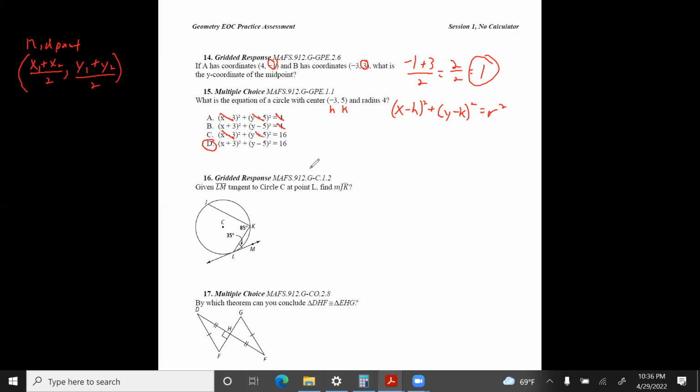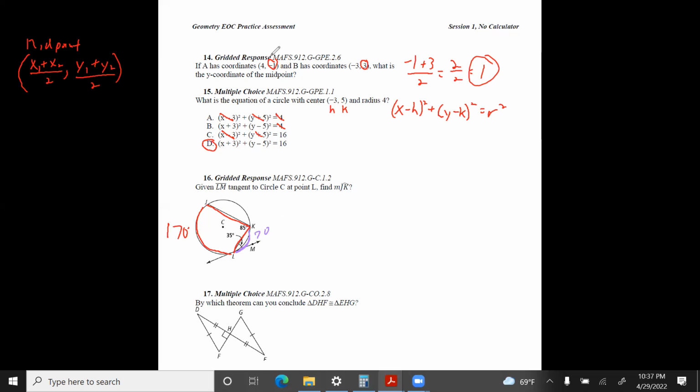On number 16, we're dealing with inscribed angles. So first, they give us an inscribed angle as 85 degrees. The arc it intercepts then has to be double the inscribed angle. So if that's 85, this arc is going to be 170. Then on the other side, we have this little arc. We have the angle, which is our inscribed angle, is 35. So the arc has to be double that. It has to be 70.